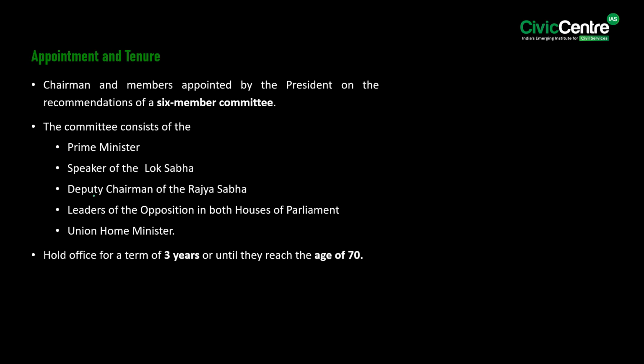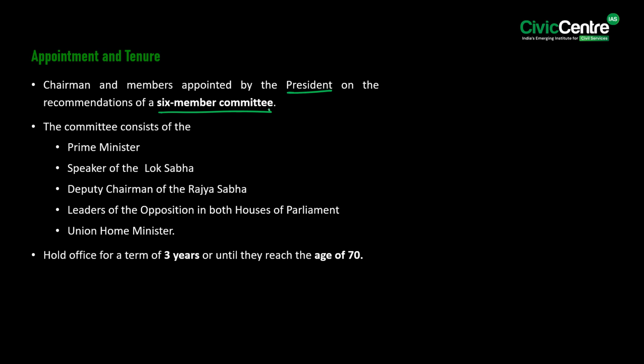Now, if we have to know about its composition, see, the commission consists of a chairperson, 5 full-time members and 7 deemed members. Notably, the chairman is a former Chief Justice of India or a Supreme Court judge. Then, if we have to talk about its appointment and tenure, see, the chairman and its members are appointed by the President on the recommendation of a 6-member committee.